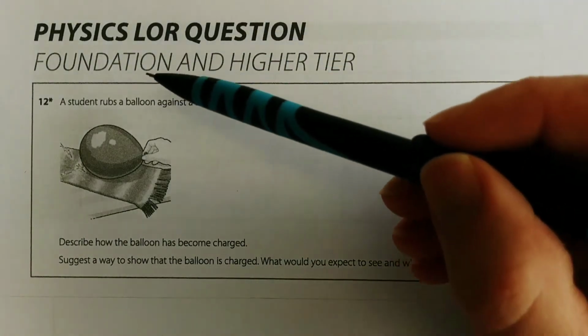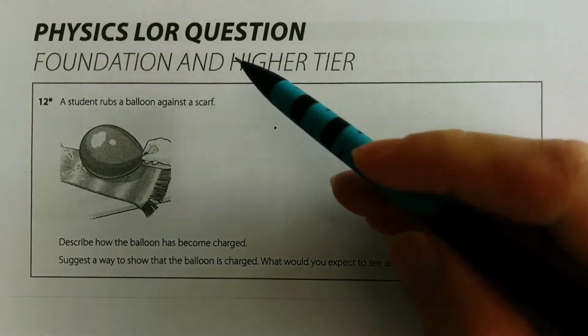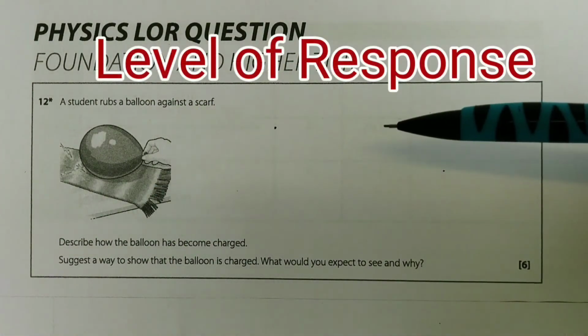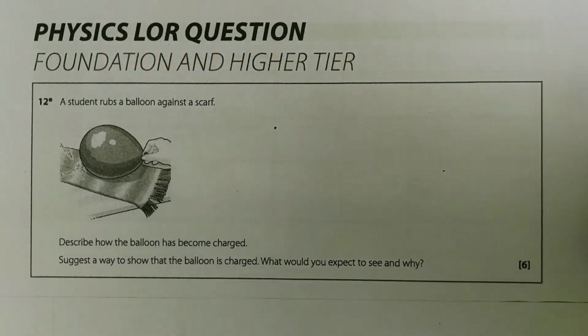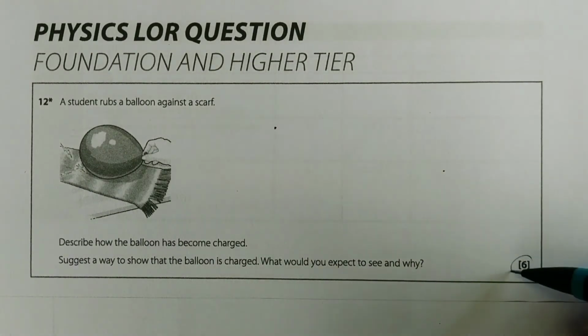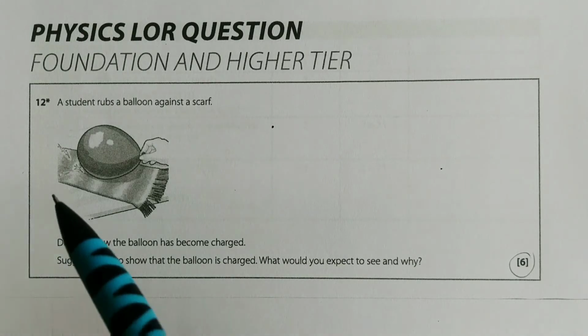Last one here, this is a level of response question, and probably your teachers are used to referring to this as the quality of written communication, or the extended writing question, or probably just a 6-marker. 6 markers in science have been a big deal in the last syllabus, and they're back for this one here. So there's a real knack to answering this question that I want you to be really careful about.